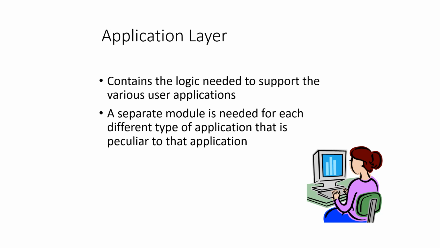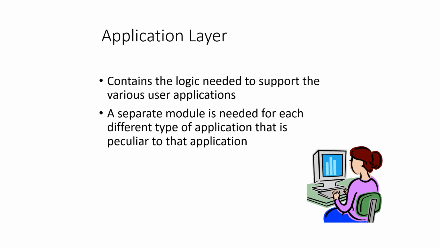The topmost layer of the TCP/IP stack is the application layer. It contains all the higher level protocols needed to support various user applications. For each different type of application, a separate module is needed for that particular application. For example, the File Transfer Protocol, or FTP, provides a way to move data efficiently from one machine to another.